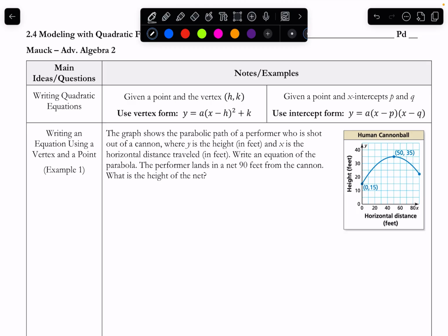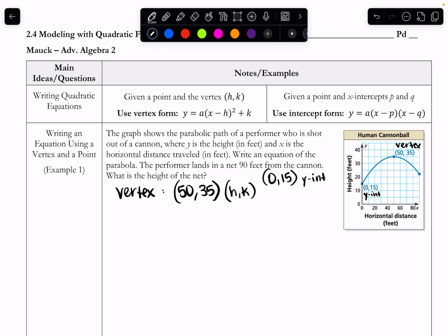Okay, so looking at our graph, we have our y-intercept here, 0, 15. We also have our vertex point, 50, 35. Remember that is H, K. And so if you're looking at that, the y-intercept would be able to be used in standard form. 15 is the C. And the vertex is able to be used in vertex form.